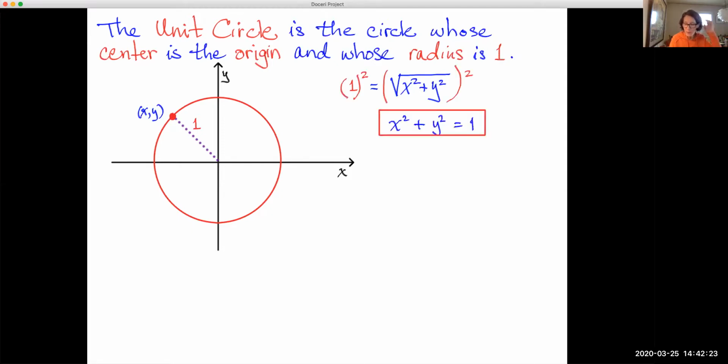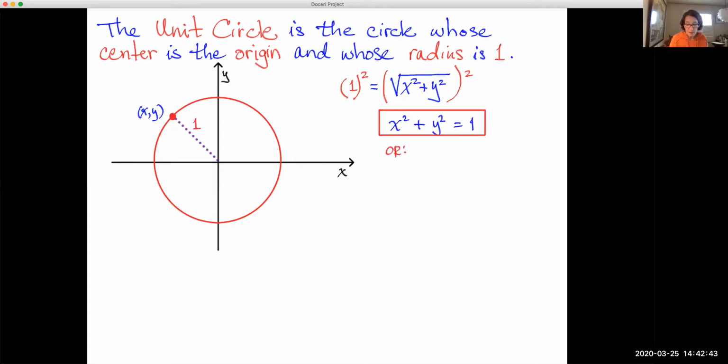So if we square both sides of that, we get this equation: x squared plus y squared equals 1. And that's the equation of the unit circle. x squared plus y squared equals 1. So every point on the unit circle has to satisfy that equation.